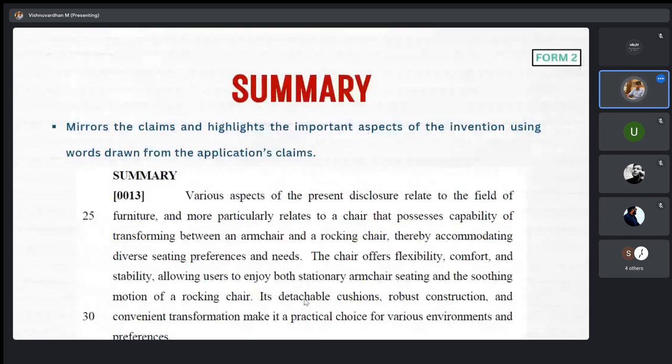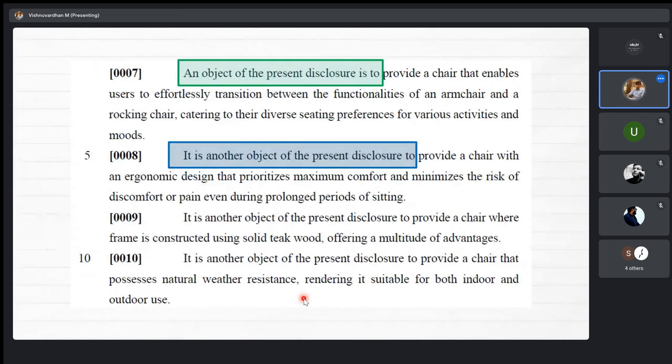Okay, so till here, any doubts till the object? I think it's very straightforward, right? Any questions?